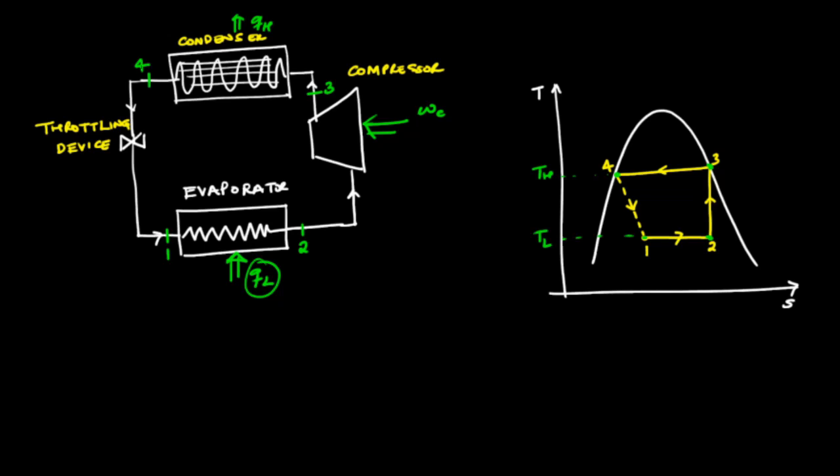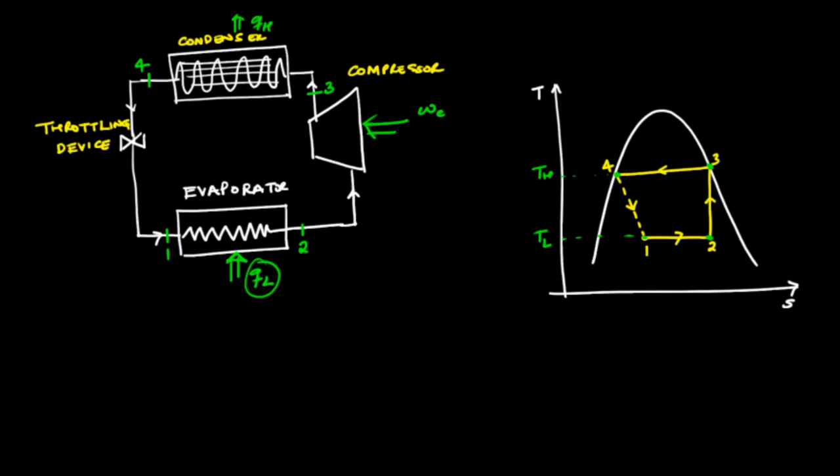So the working substance exits the condenser at state 4, where it is a saturated liquid, and thereafter the working substance is brought back to low pressure at state 1 by this throttling device, which is essentially a valve or a narrow capillary which reduces the pressure of the substance flowing through it.